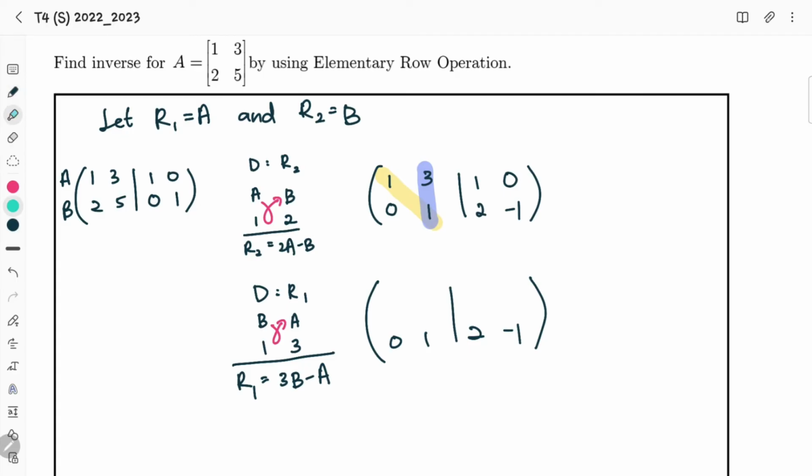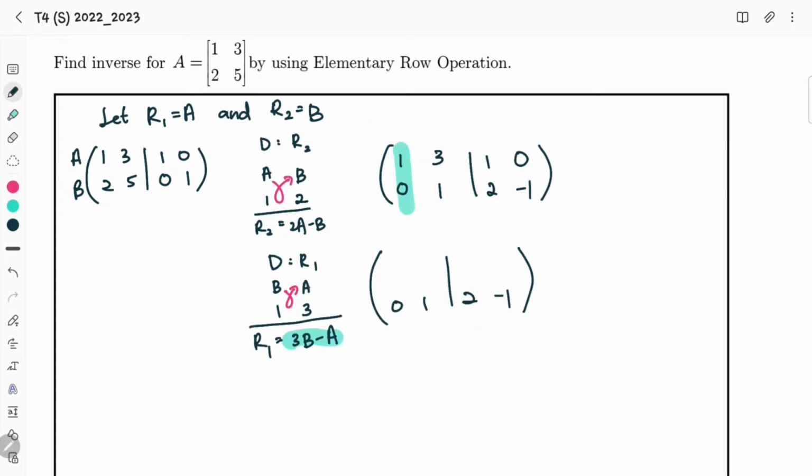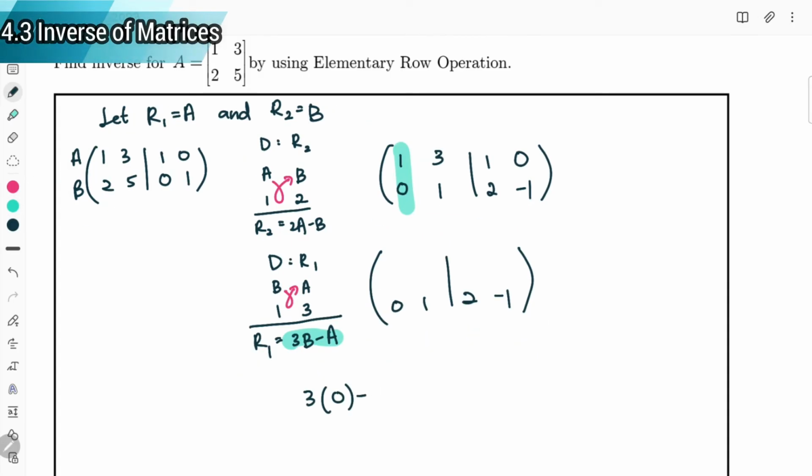Now let's change the first row. Focus on the first column. So we have 3 times 0 minus A, which is 1. That gives you negative 1. Then second column, 3 times 1 minus A, which is 3. You get 0. For the third column, 3 times 2 minus 1, you get 5. And then we have 3 times negative 1 minus 0, you get negative 3.